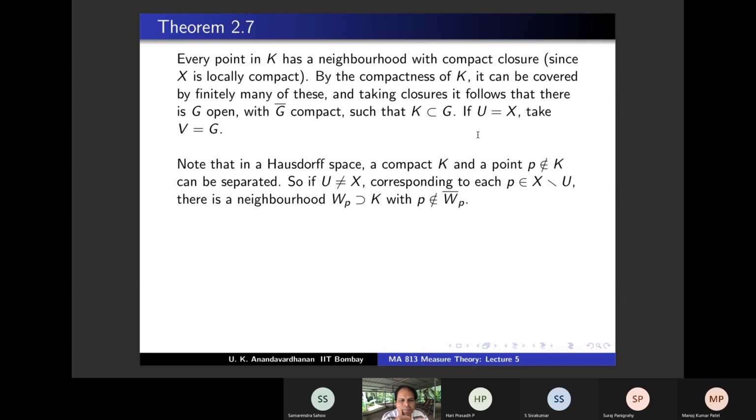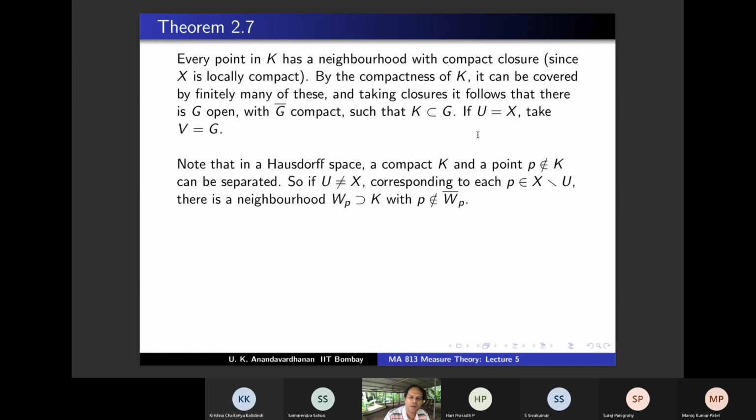What are you doing here? You are separating what? The compact set and the point P, right? P is outside U, and this compact set is contained in U, and you are separating them. From that you get that P is not just outside WP, it's not in WP closure either. It cannot be a limit point of WP.